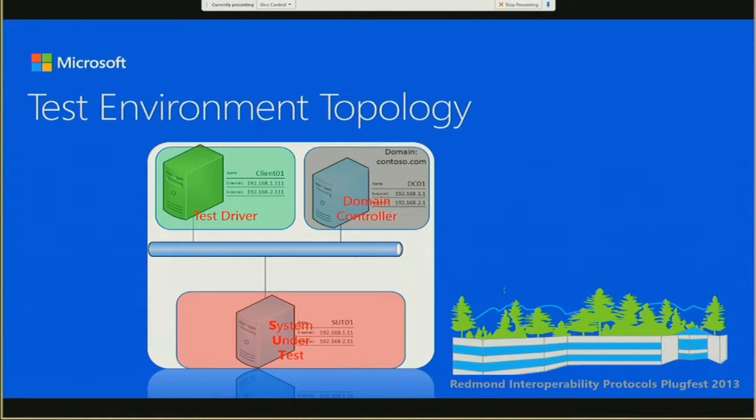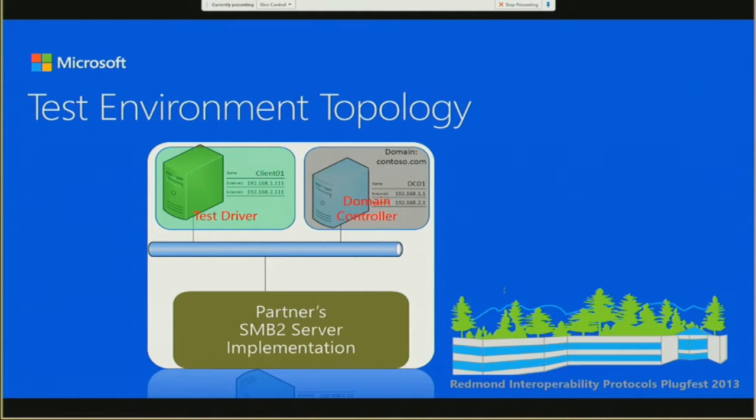So if this is a Windows environment, right? If you want to run against your implementation, what you need to do is just replace the SUT with your implementation.